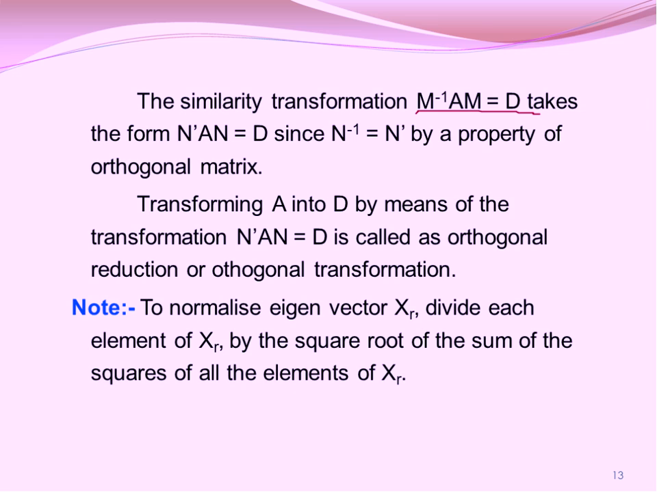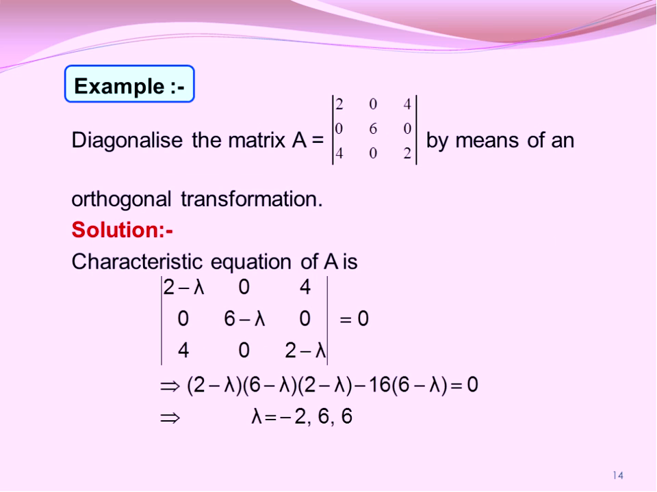So these are some definitions that we discussed earlier. It is just for you to understand. There is one more example of that, so from this example you can understand more clearly. So the question is, diagonalize a matrix A by means of orthogonal transformation.